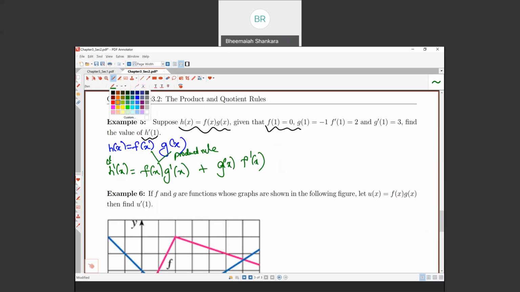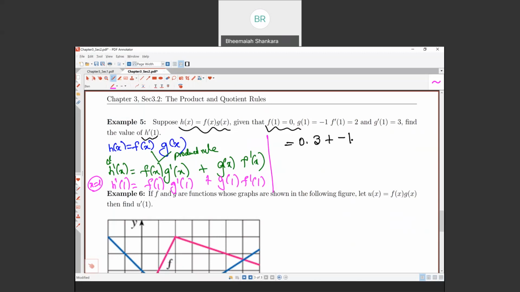Now you want to plug in x equal to 1 because you're finding h prime 1. So you have h prime 1 equals f of 1, g prime 1, plus g of 1 and f prime 1. Now simplify. f of 1 is 0, g prime 1 is 3, plus g of 1 is negative 1, f prime 1 is 2. All the values are given for you. So this is 0 times 3 plus negative 2. So the answer is negative 2.